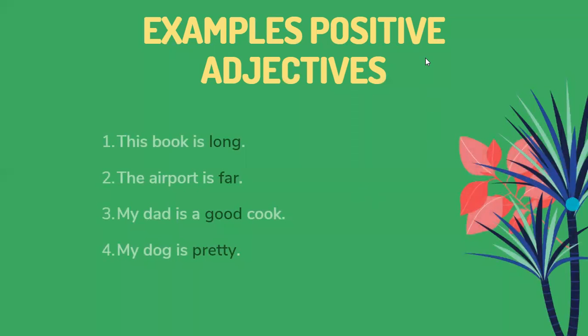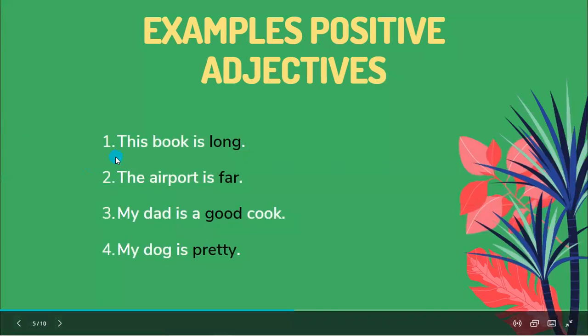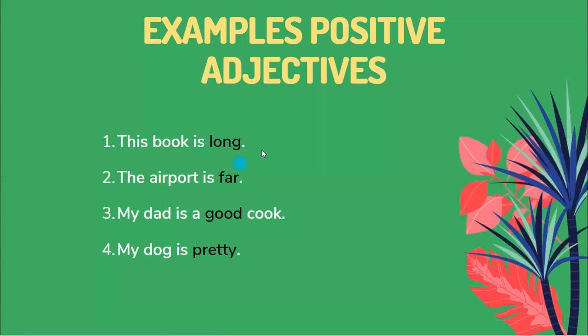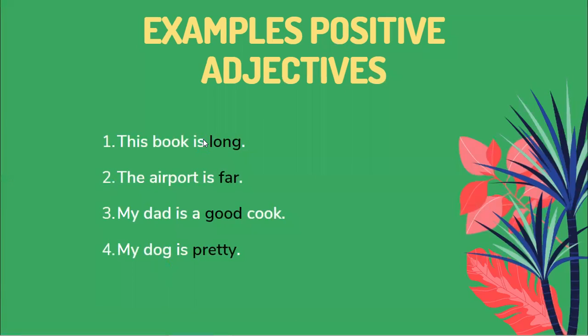So let's start with examples of positive adjectives, which is the simplest form of adjectives. First, we have, this book is long. This is describing the book. The airport is far. My dad is a good cook. My dog is pretty. All of these positive adjectives are the simplest forms of the adjectives, and they are describing something.